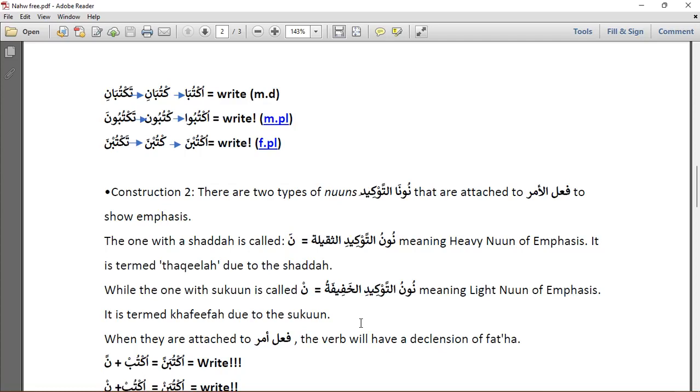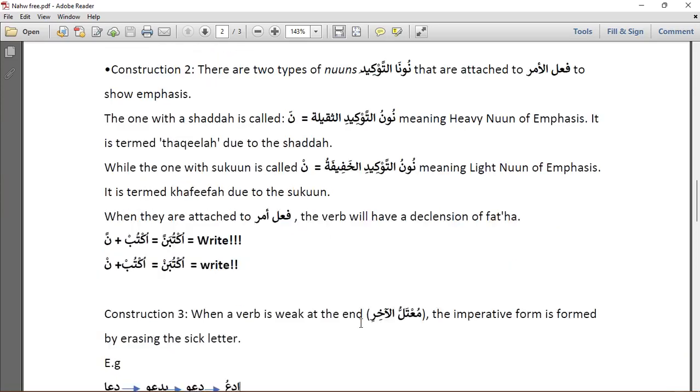So those two characters, when we add them to fi'l amr, show emphasis and change some of the qualities of the verb. So for example, we have uktubanna. How is that formed? It's formed from our fi'lul amr, uktub. You know, uktub is coming from yaktubu. You remove the harful mudara and you give the doma sukun. The doma on the back, you give it sukun. That is how we have uktub after adding our hamzatul wasl.